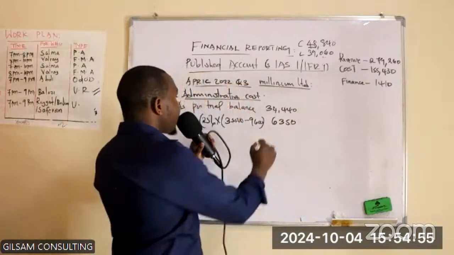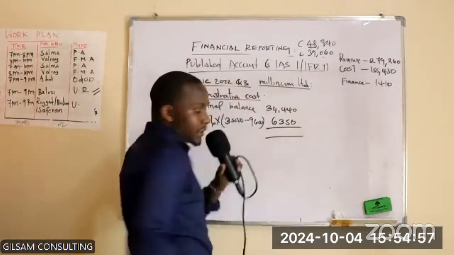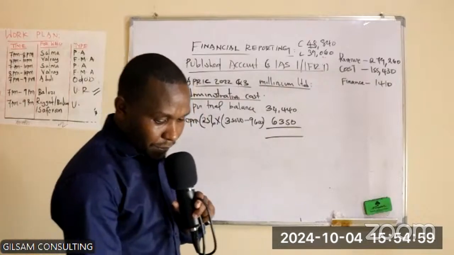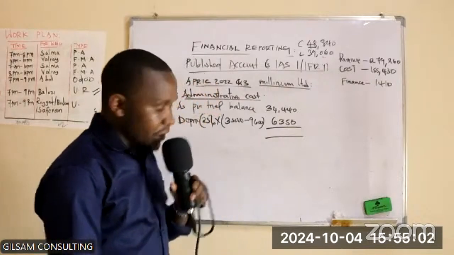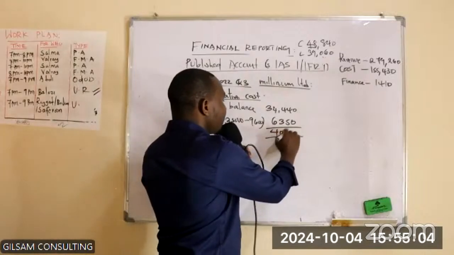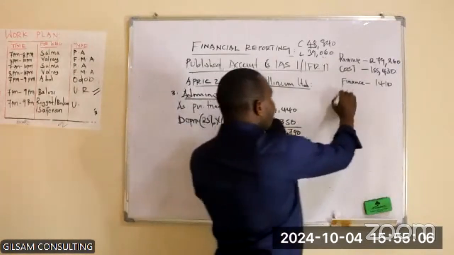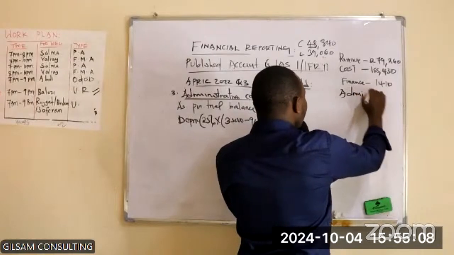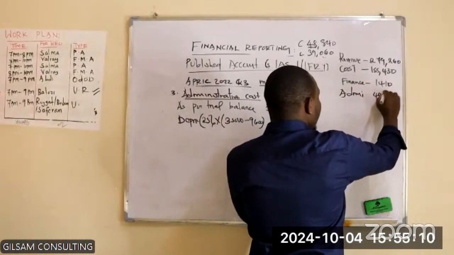I haven't seen any other notes touching the administrative expenses, so in that case we can add the two. Plus 34,440, this will come to 40,790. So we have the admin cost here of 40,790.